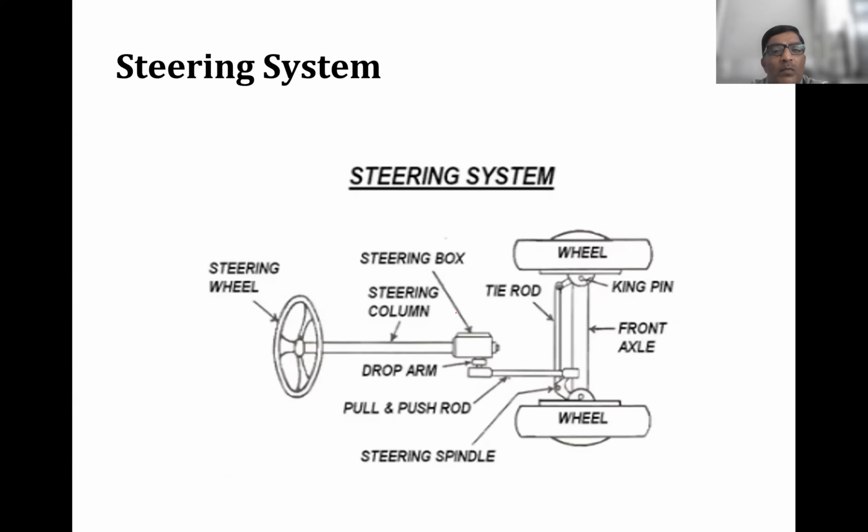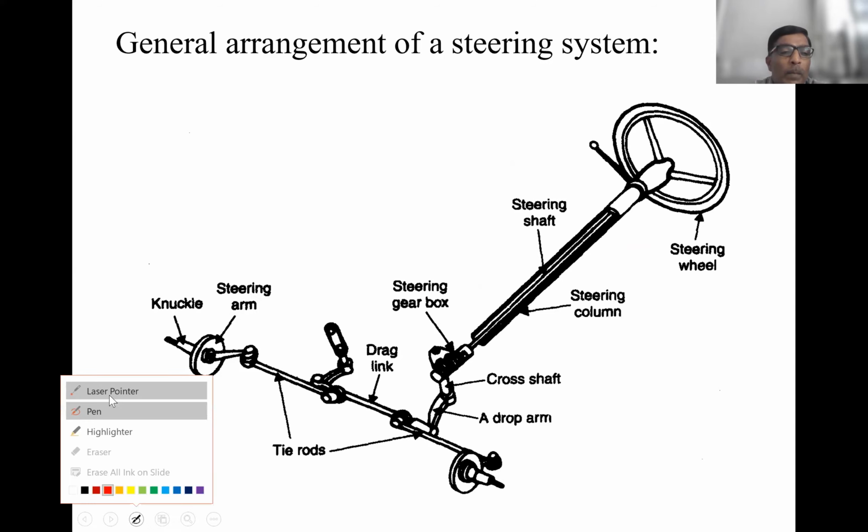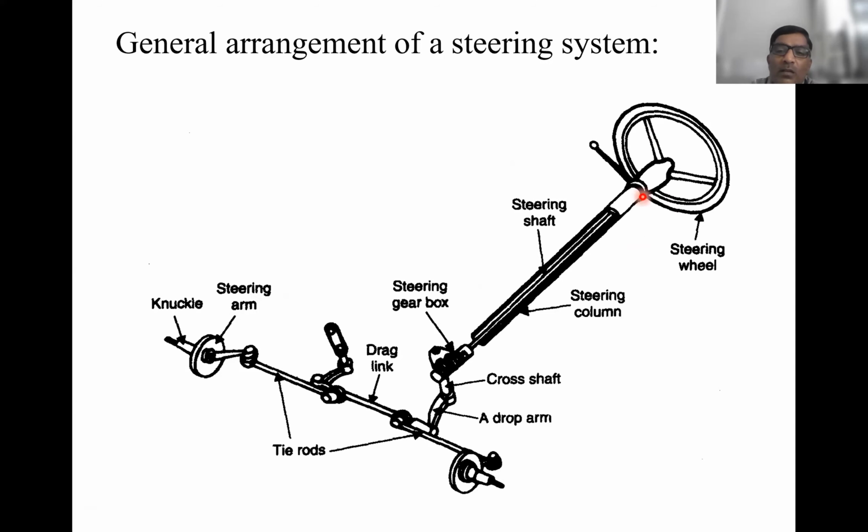This is another diagram for the steering system. This is one more. This is the steering wheel. This one is the steering column. Inside that, the steering shaft is there. This is the steering gearbox. This is the cross shaft. And here, this is the dropper. Tie rod. These are the knuckles, which can be used to mount the wheels.